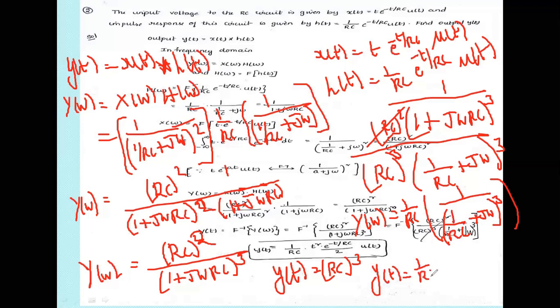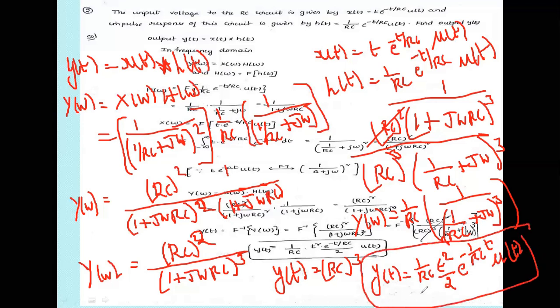is a constant. Now here the cube term is there. We can multiply this as t square by 2 factorial, which is 2, into e power minus 1 by RC into t, mu of t. The output function is y of t equal to 1 by RC, t square by 2, e power minus t by RC, into mu of t. Okay, my dear students, it's very, very important.